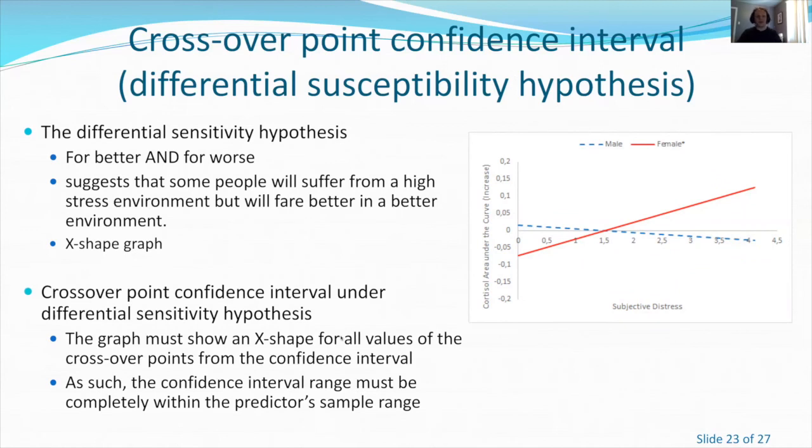To determine if we have differential sensitivity, the idea is that the confidence interval for the crossover point will be entirely within the range of your sample predictor range. So if we use the confidence interval representation here, the whole confidence interval is within the range or limit of your subjective distress. As you can see, when we move the crossover point within the confidence interval range, we always have an X shape. Sometimes it's skewed, but it's still an X shape. This means that no matter where your crossover point is in the population, you'd always have an X shape, which suggests differential sensitivity.